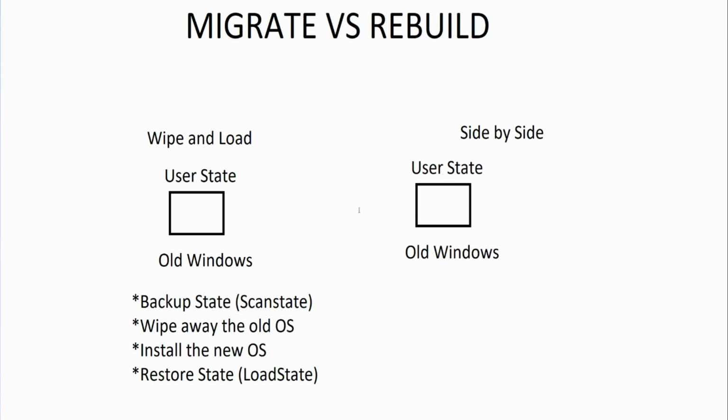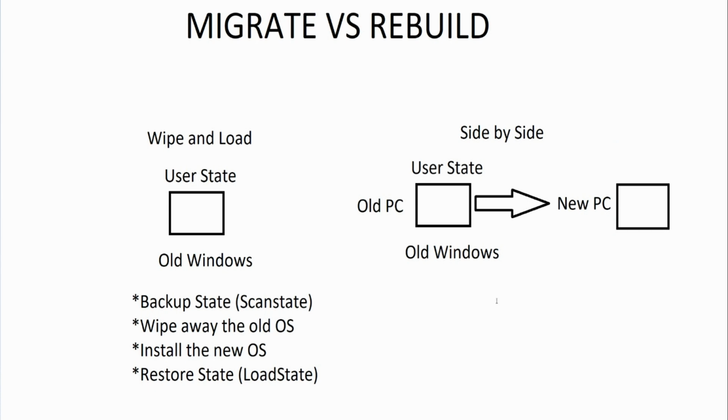So we'll say this is an old PC, all right? And then you've got a new PC. So this is going to be our new PC over here. And basically what you're going to do is use this little arrow here to migrate the user state over to this new machine, okay?